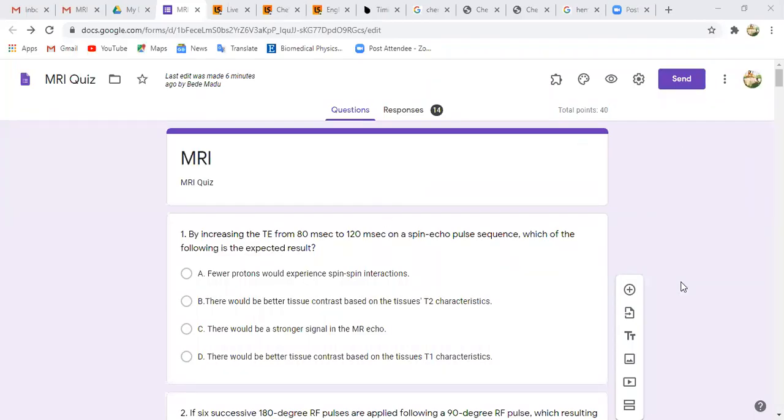Okay, number one. By increasing TE from 80 milliseconds to 120 milliseconds on the spin echo sequence, which of the following is the expected result?